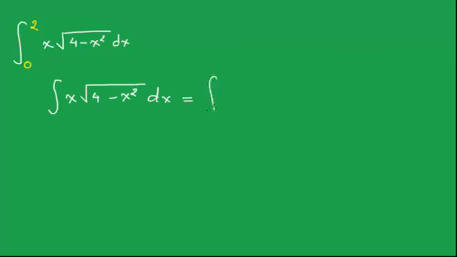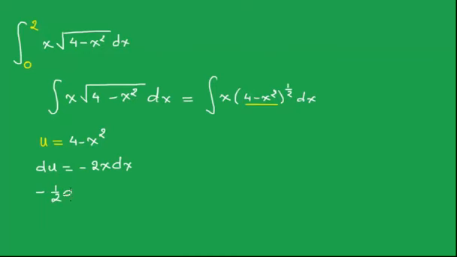Now we can rewrite this as x times (4 minus x squared) to the power of 1/2 dx. And in this case, our u is the inside function. So u here is the inside function, 4 minus x squared, and right away we compute du. Du is negative 2x dx, or if we divide both sides by negative 2, we have negative 1/2 du equals x dx.